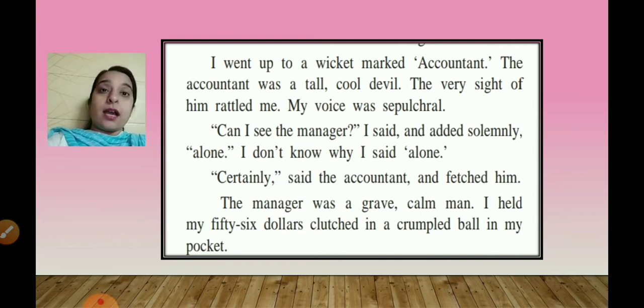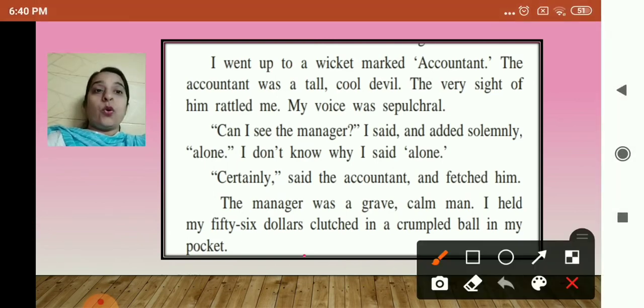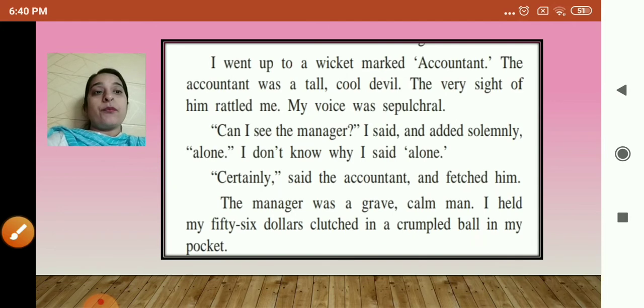And then what did he do? He asked whether he could see the manager, and he added alone. There was no need to add alone. Then certainly the accountant said yes, he could meet the manager, and then he introduced him to the manager. Now, how was the manager? The manager was a grave, calm man. And the narrator held his $56 clutched in a crumpled ball in his pocket. Clutched means, children, when you hold it very tightly. And crumpled means full of folds. So he had held his $56 clutched in a crumpled ball in his pocket.